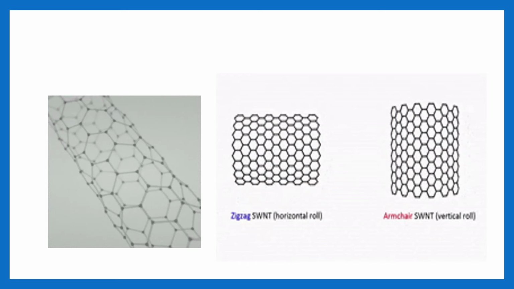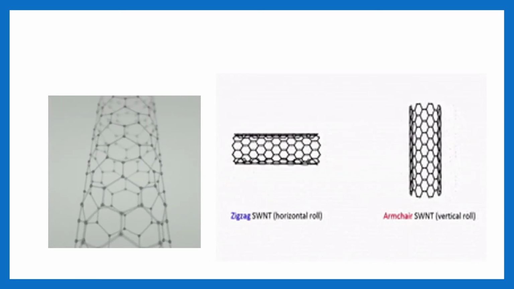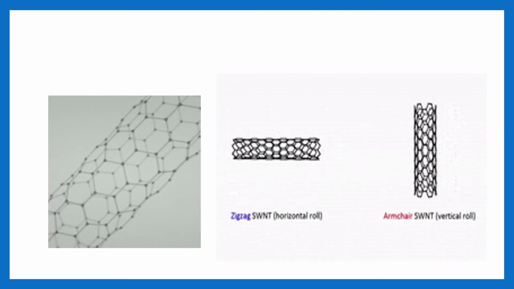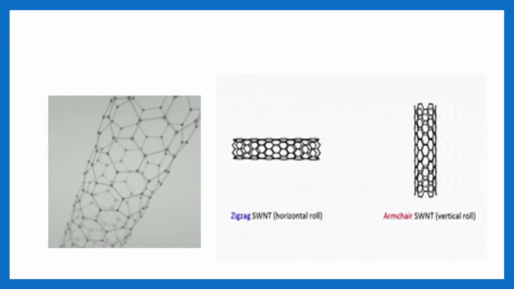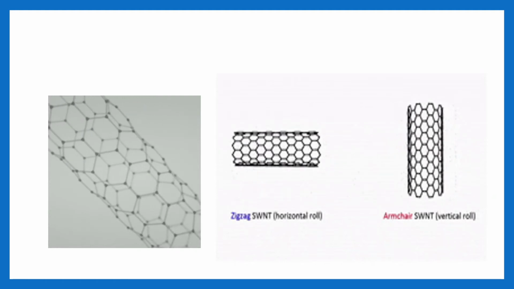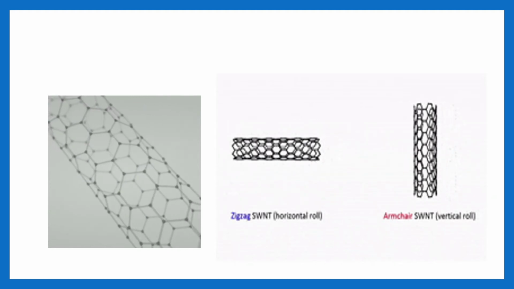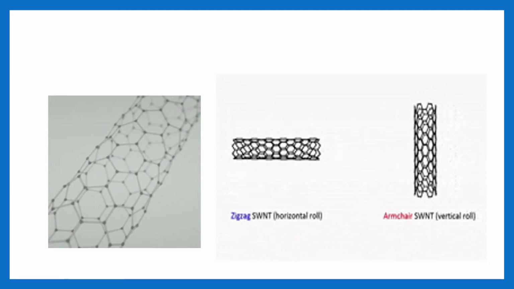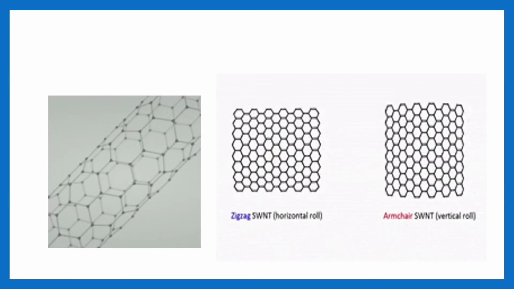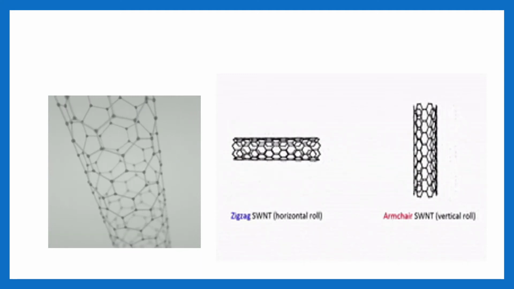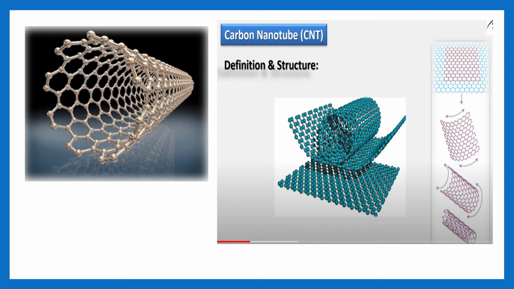And next here you can see it is a pictorial representation of carbon nanotubes. You can see the atoms are in hexagonal shape. They tend to form a hexagonal shape, and these hexagonal shaped carbon atoms are then rolled in order to form the carbon nanotubes. Okay, now let me tell you another important point.